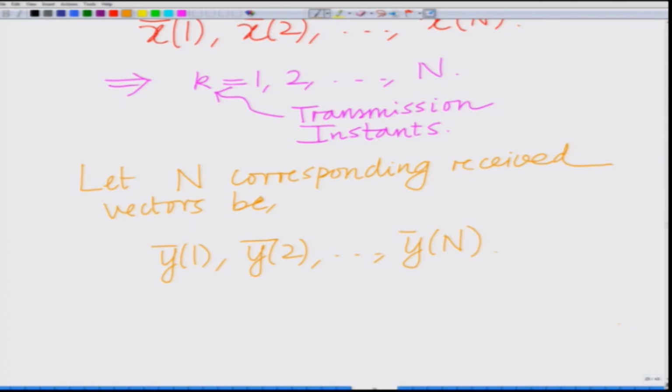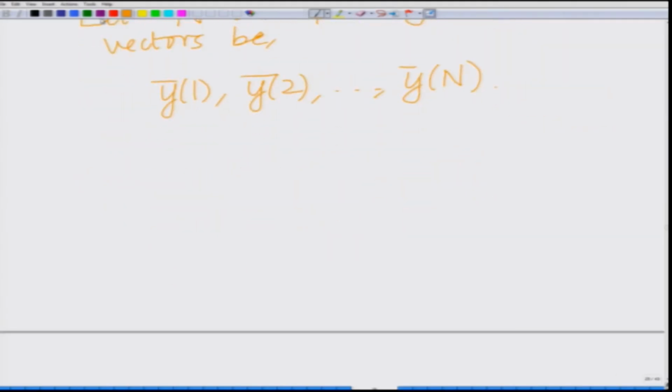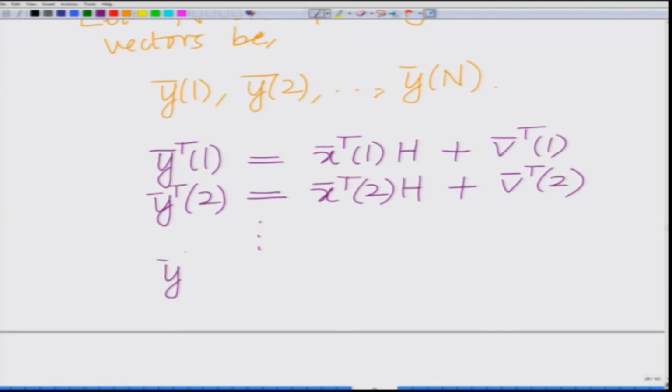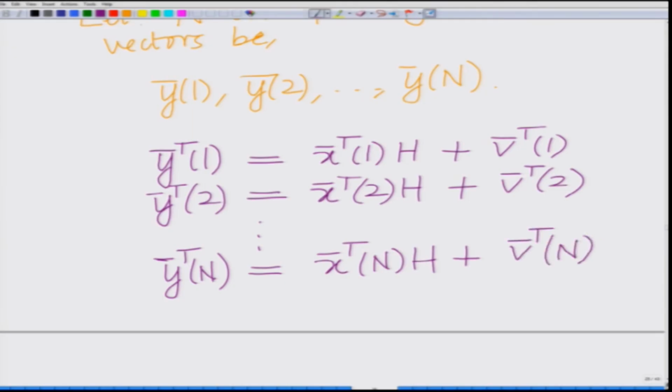Then the input output system model can now be formulated as, for every transmission instant, y bar transpose 1 equals x bar transpose 1 h plus v bar transpose 1, y bar transpose 2 equals x bar transpose 2 h plus v bar transpose 2, so on, y bar transpose n equals x bar transpose n h plus v bar transpose n.